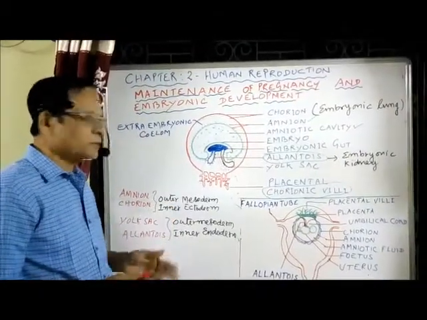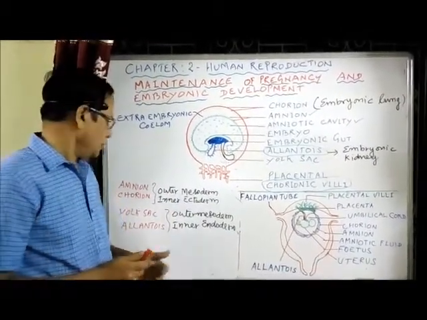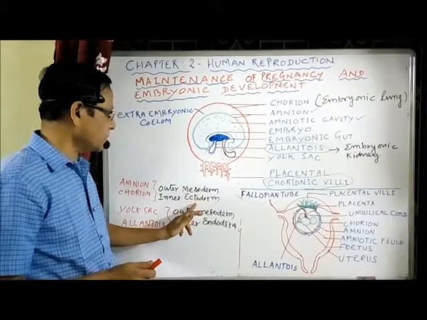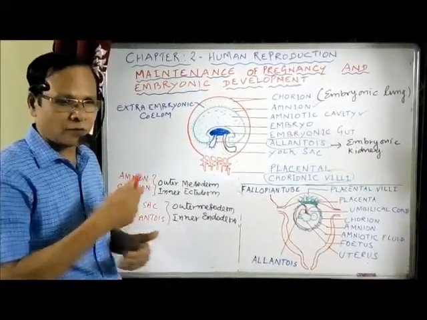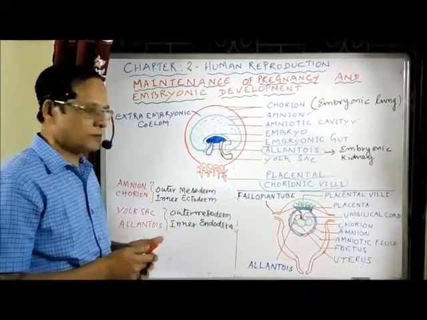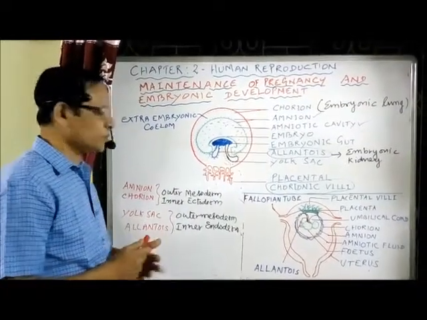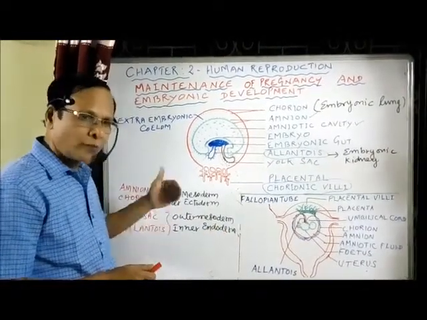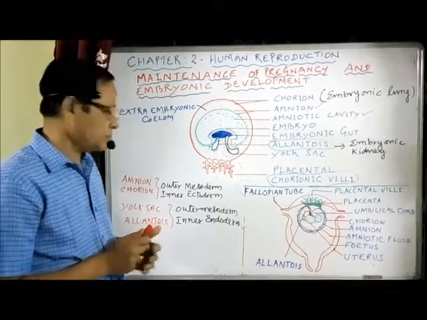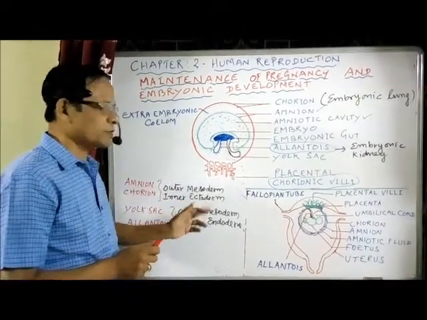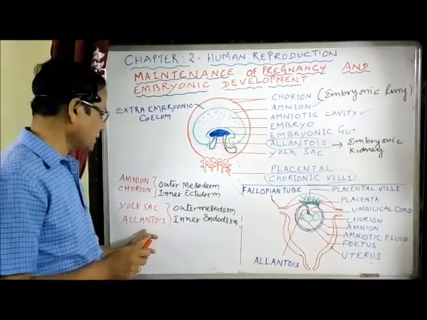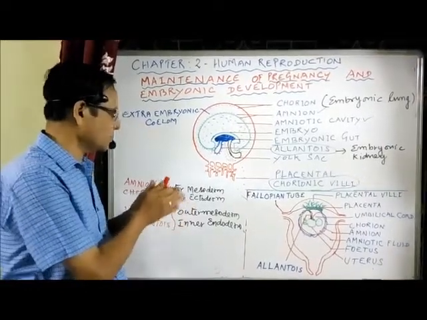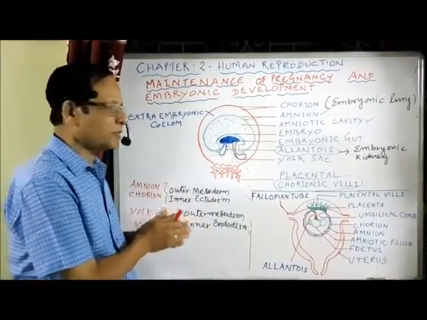Now let's see the development of the four extra embryonic membranes. Amnion and chorion develop from an outer mesoderm and inner ectoderm. Yolk sac and allantois develop from outer mesoderm and inner endoderm. So in all membranes we have outer mesoderm. But in the case of amnion and chorion, we have inner ectoderm, whereas in the case of yolk sac and allantois, we have inner endoderm.